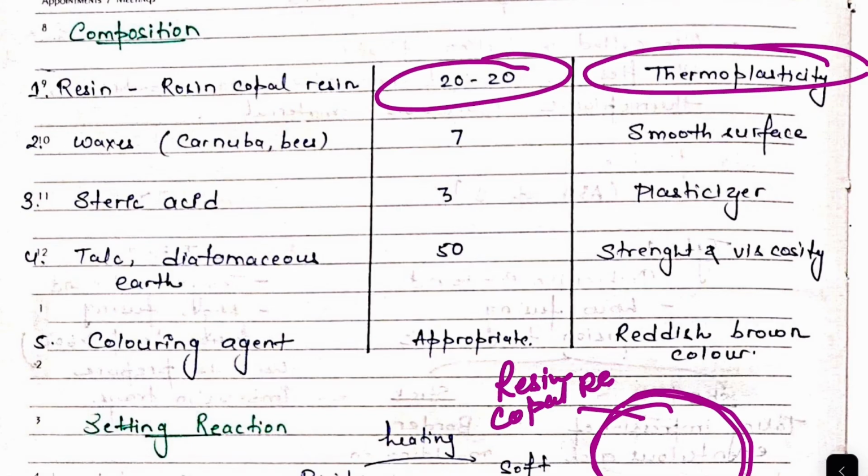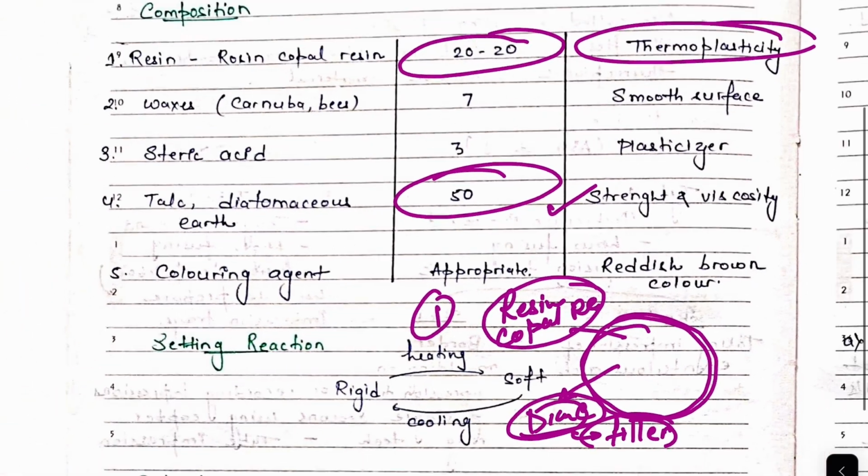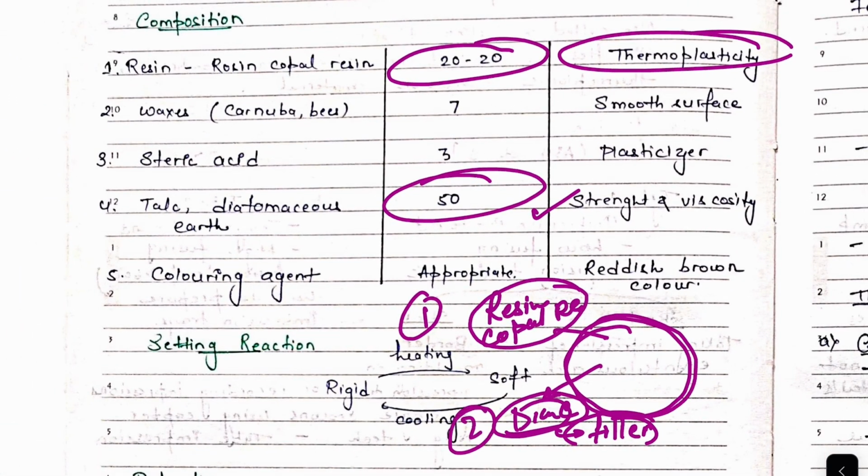So we would want another major component. What else is making the major bulk of this thing? Okay, so that is your diatomaceous earth, and that is your filler kind of, right? So your filler is making major bulk other than your thermoplastic material. So these are the two major compounds you can remember. Zoom out a bit. So first is resin and second is your filler.